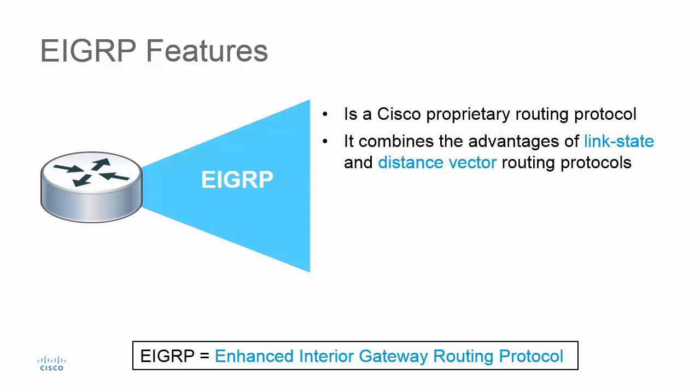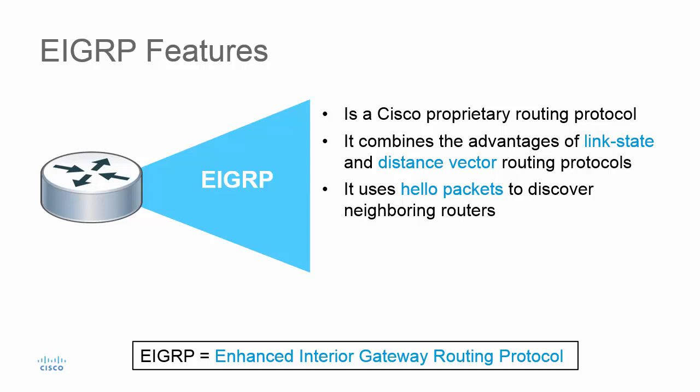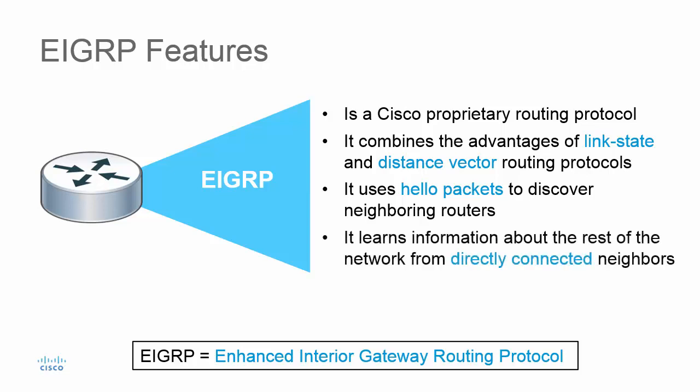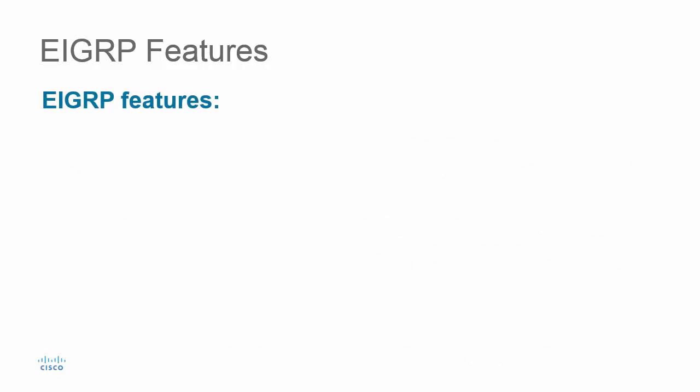Well, EIGRP may act like a link state routing protocol because it uses a hello protocol to discover neighbors and form neighbor relationships, and only partial updates are sent when a change occurs. However, EIGRP is based on the key distance vector routing protocol principle, in which information about the rest of the network is learned from directly connected neighbors. Now, let's look at EIGRP features more closely.